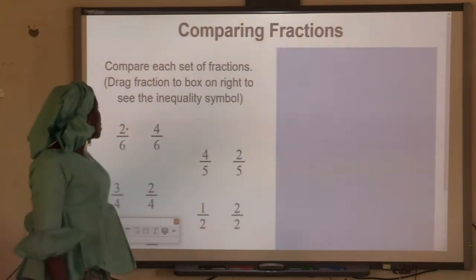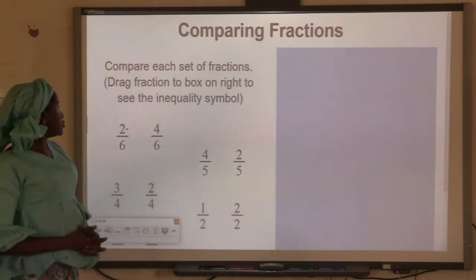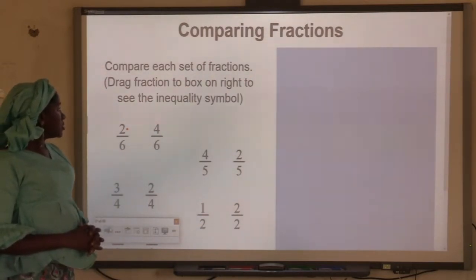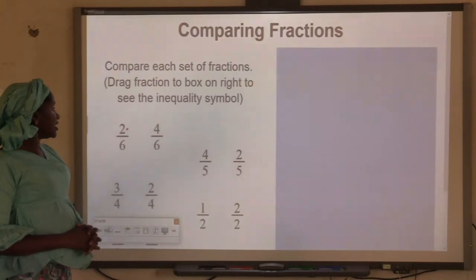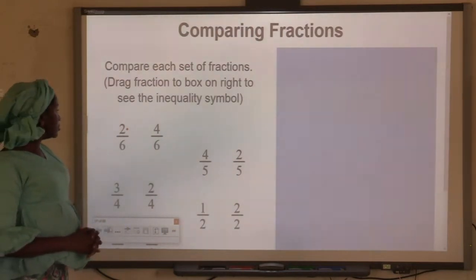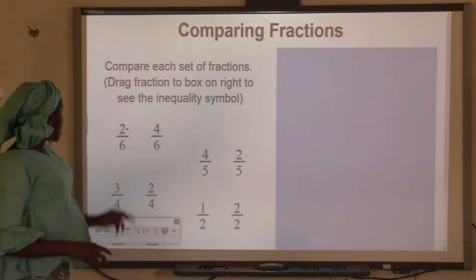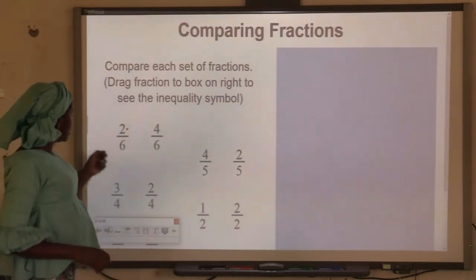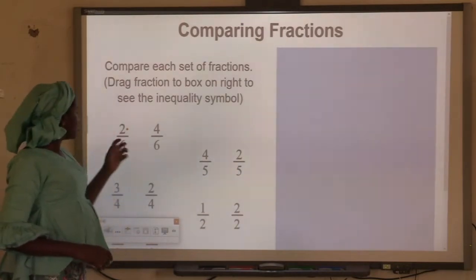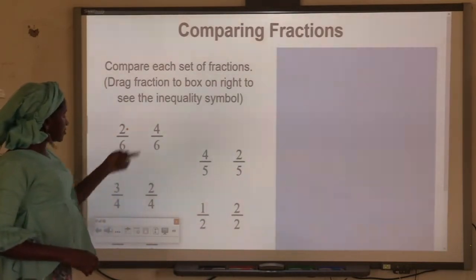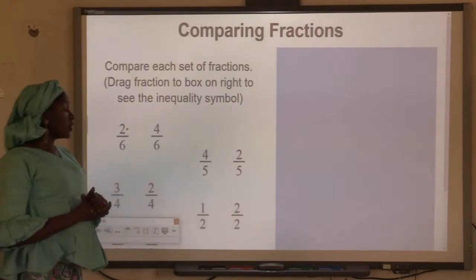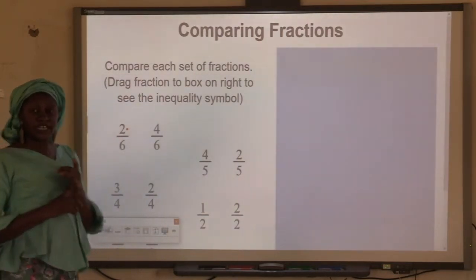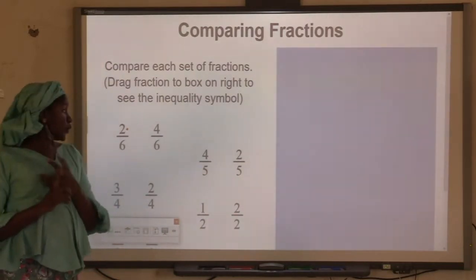Comparing fractions. Compare each set of fractions. It says drag fractions to a box on right to see the inequality symbol. But before doing that, we can all see that these two fractions are all in sixths. This is 2 over 6, 4 over 6. Which inequality symbol suits these two? Is it greater, less, or equal to?